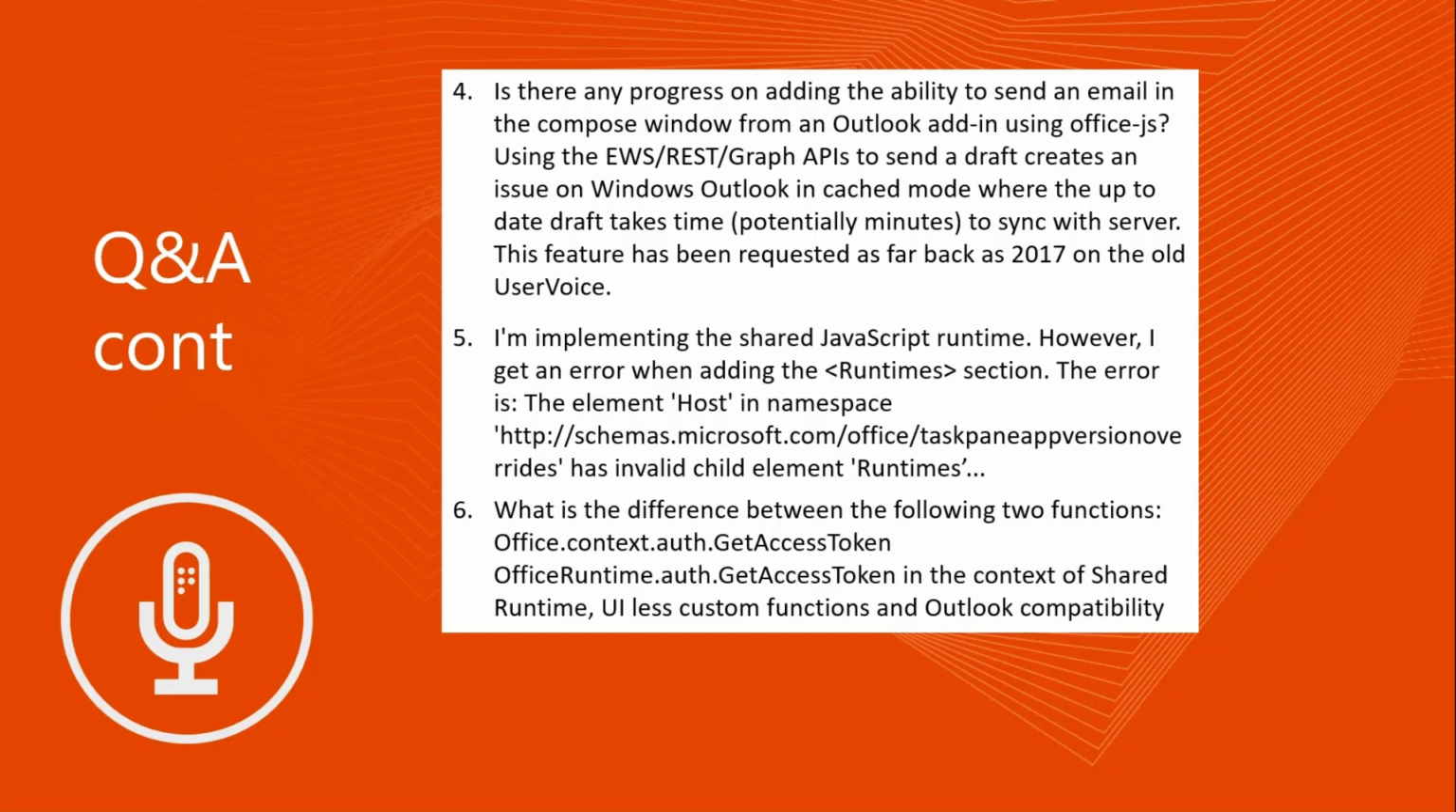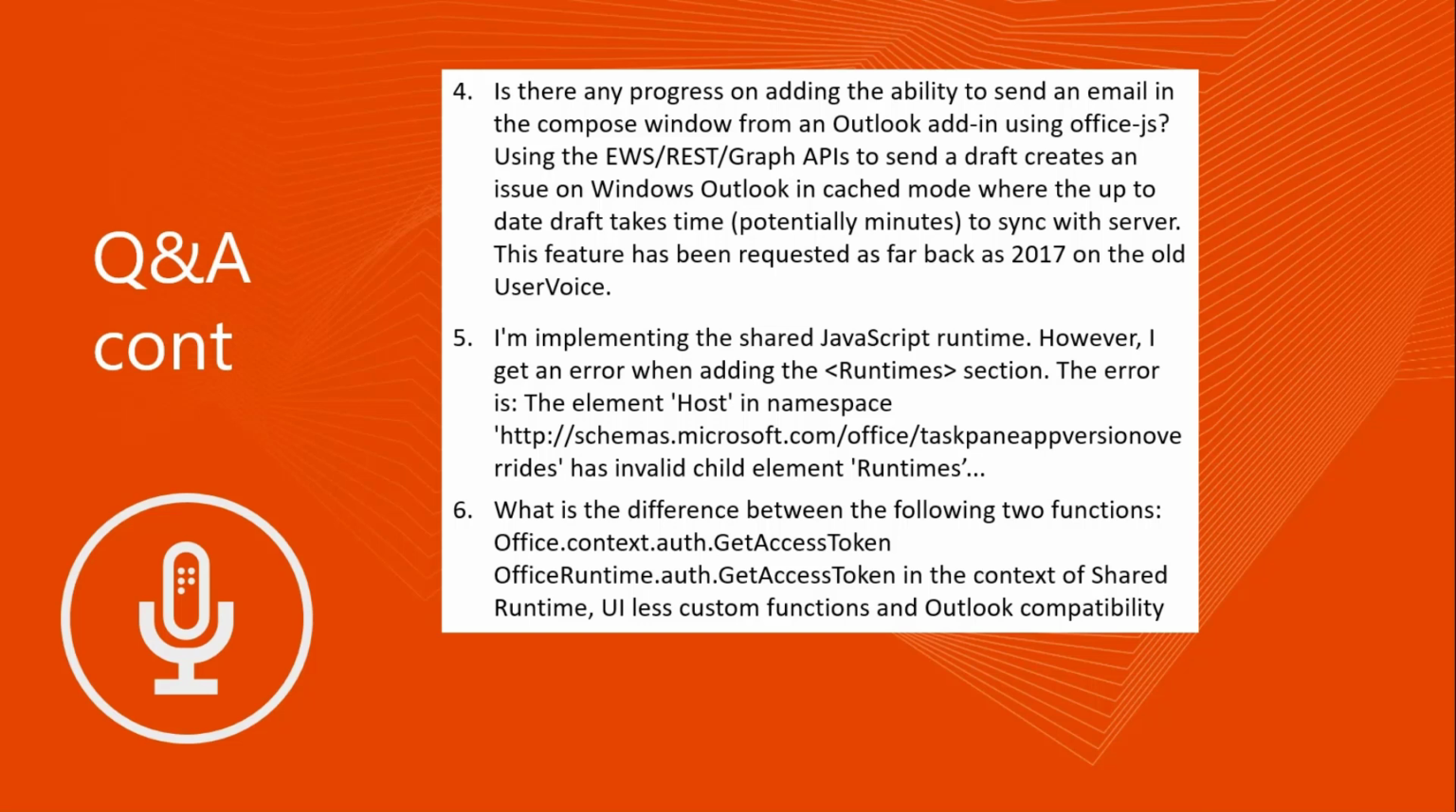The next question is, I'm implementing the shared JavaScript runtime, but I'm getting an error when I'm adding the runtime section. The error is that the element Host in namespace has an invalid child element Runtimes. I actually reproduced this error, and I think what might be happening is it's just the ordering. You have to put the runtime section just underneath the host.